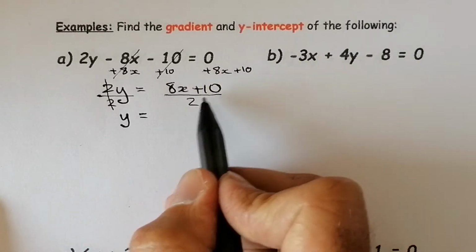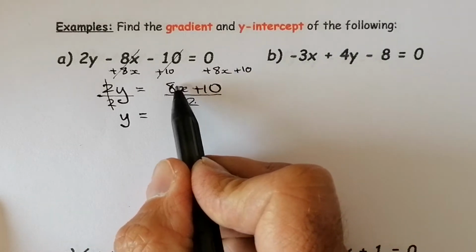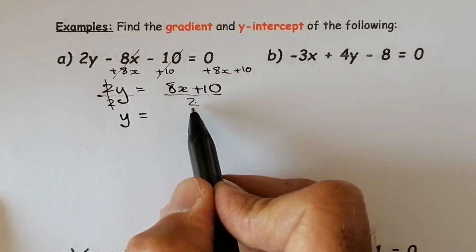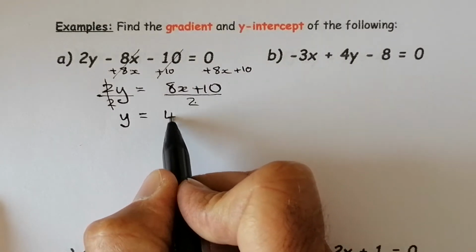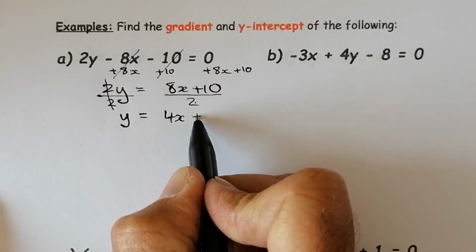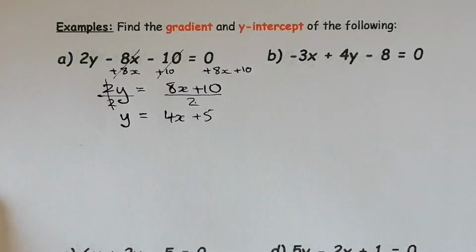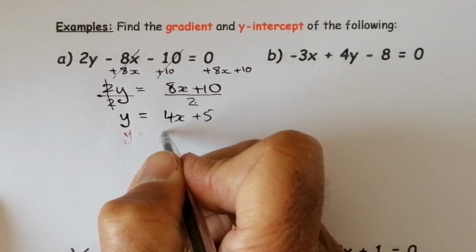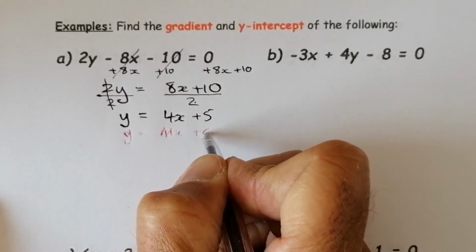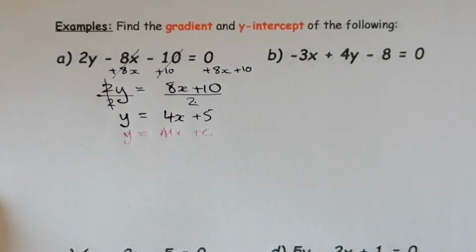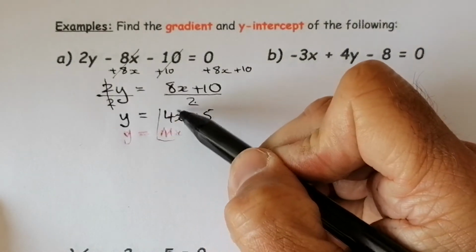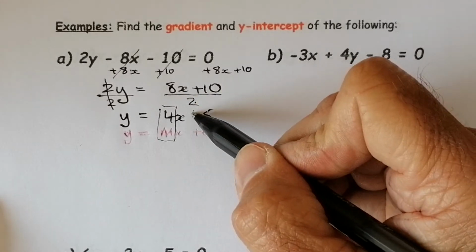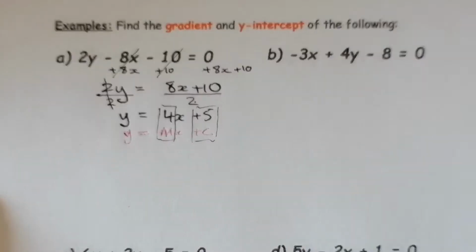Because all of this is over 2, I'm going to have to divide the 8x by 2 and then the 10 by 2. And that will give me 4x on this side here, and plus 5. So what I've got there is y equals 4x plus 5. And remember, what we're going to be doing is looking at that and aligning it up against y equals mx plus c, where I can see there that the m value is going to be 4 and my c value is going to be 5.